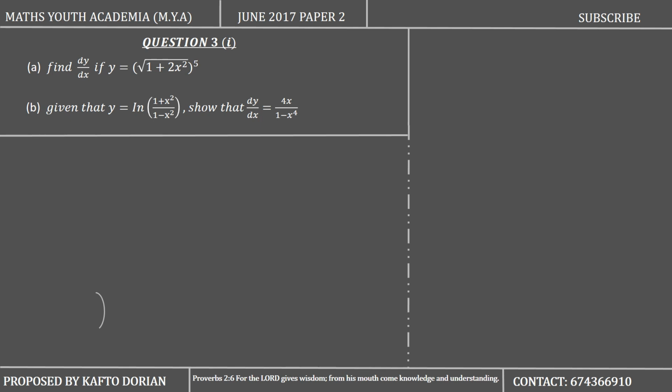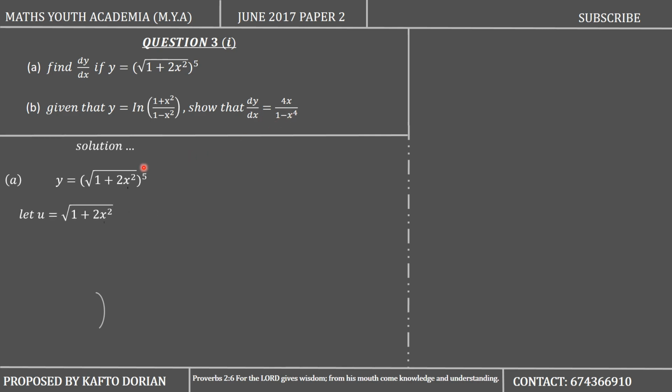Today we shall look at one question on calculus. June 2017, paper 2, question 3, Roman 1. Find dy/dx if y is equal to the square root of 1 plus 2x squared, raised to the 5. B, given that y is equal to ln of (1 plus x squared) on (1 minus x squared), show that dy/dx is equal to 4x on 1 minus x raised to the power 4. Okay, solution.